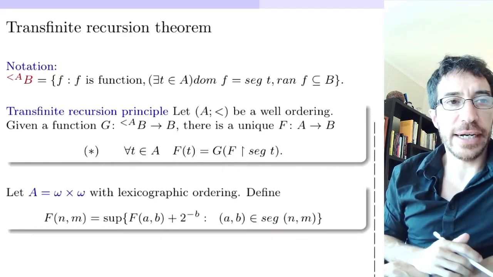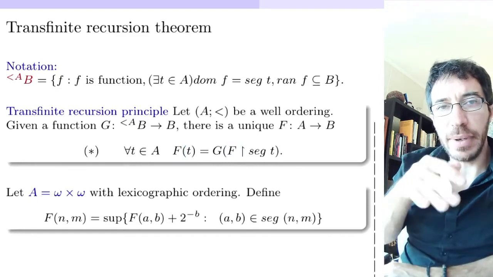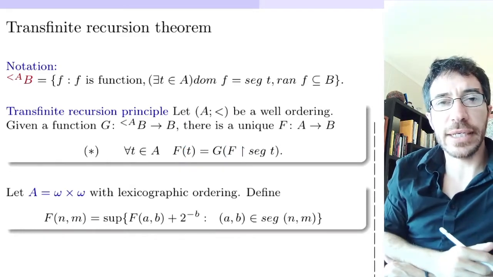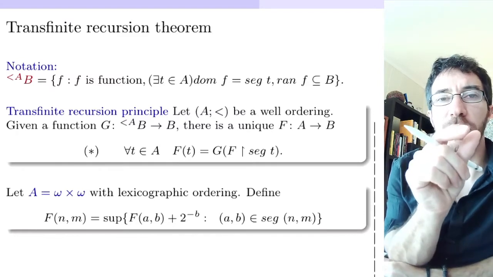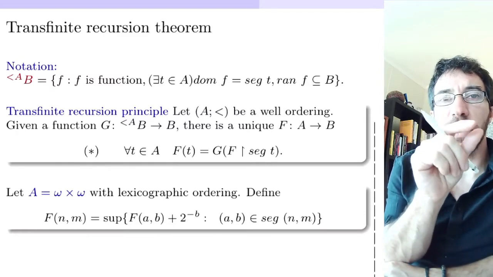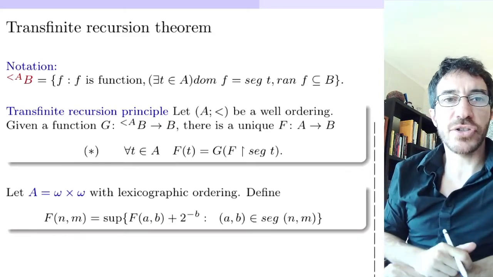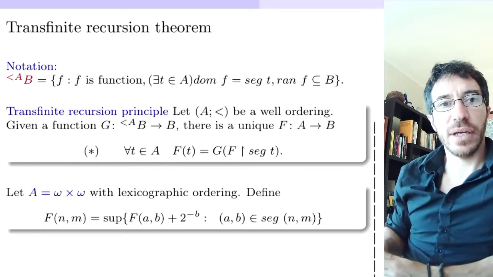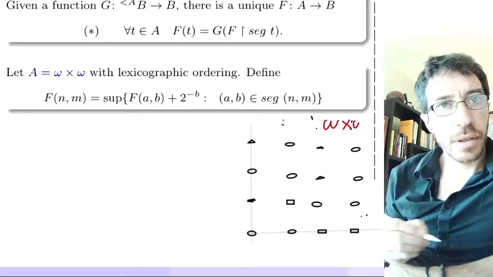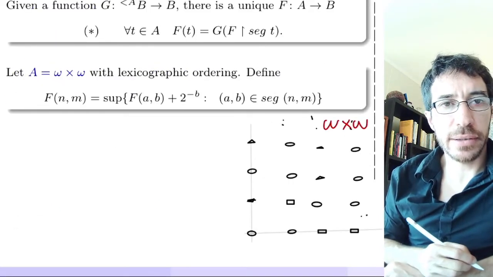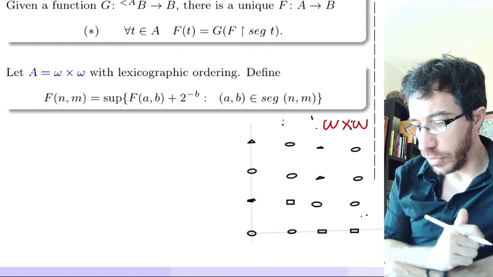So let's consider A to be the linear ordering that corresponds to omega times omega, ordered lexicographically like we did in the example in the previous video. So you first look at the first coordinate, compare that one, and if those are equal, then you look at the second coordinates. If the first ones are not equal, you're done. And let's define this function like this. And I claim that this definition fits the transfinite recursion. Let's see what this is doing. So here we have a picture of omega times omega. And the order again is first look at the first coordinate and then look at the second coordinate.